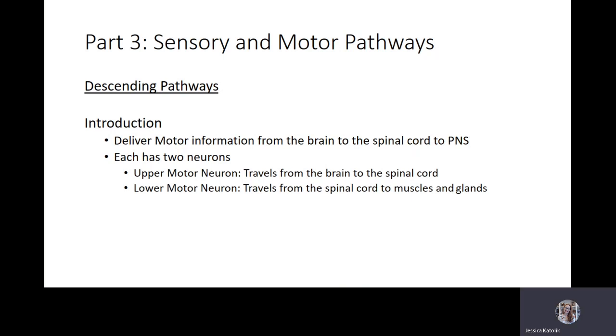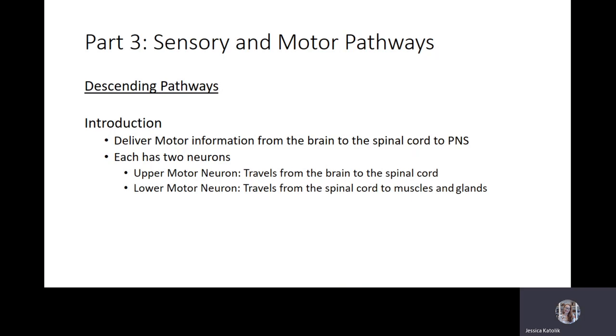So this pathway is going to be composed of neurons that are synapsing together in series. So one neuron will synapse with another, and it's going to allow for a predictable patterned response.